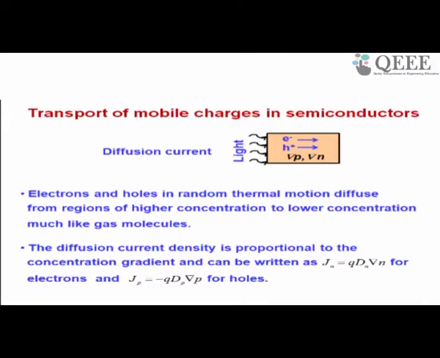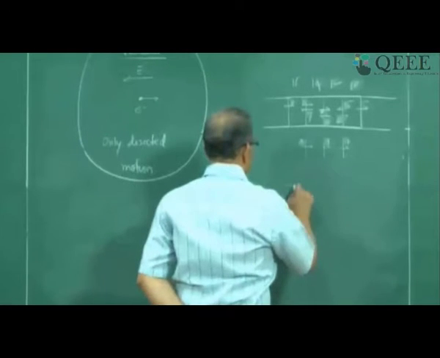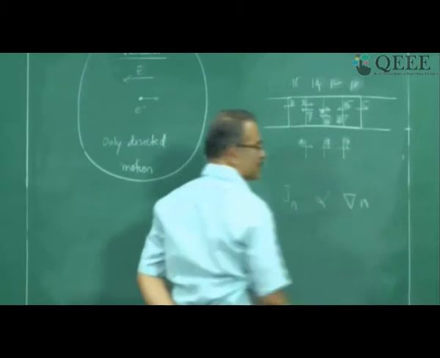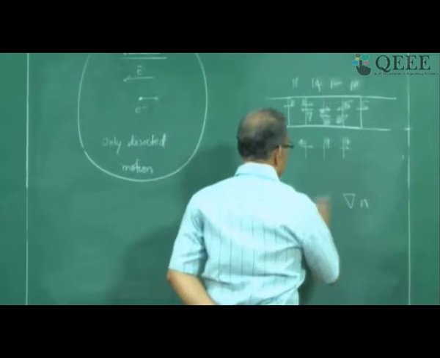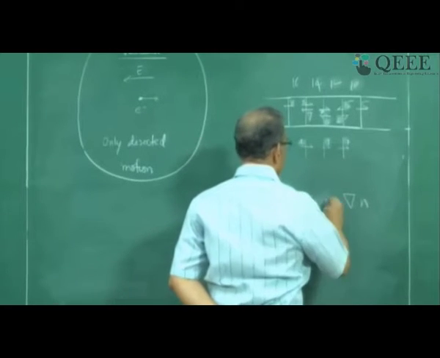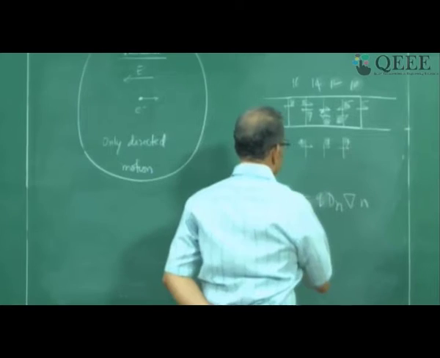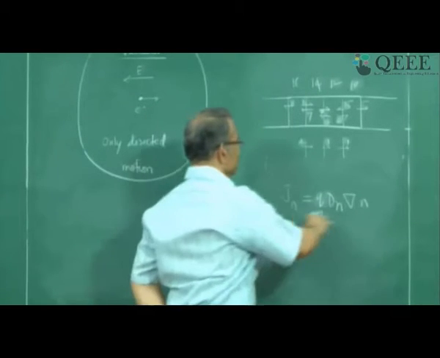Now we can summarize our observation in the form of an equation, and we can clearly see that if the gradient is more, then the current also is more. So we are writing the formula as shown here. The diffusion current density is proportional to the concentration gradient and can be written as, for electrons, Jn equal to charge into a coefficient like mobility. Here you have the diffusion coefficient into the concentration gradient. So you are writing Jn is proportional to the gradient of electrons, and remove the proportionality and put a constant here and put the charge to get the current. Okay, so this is your formula.